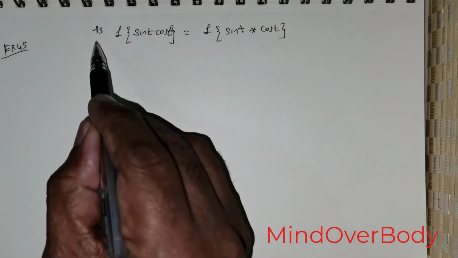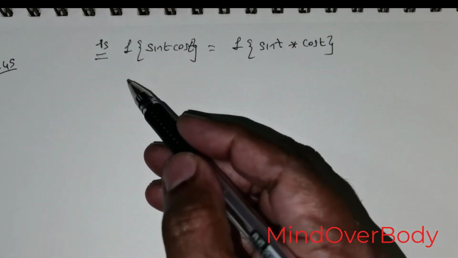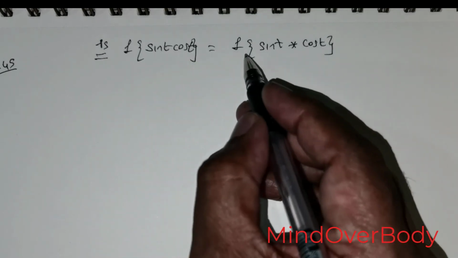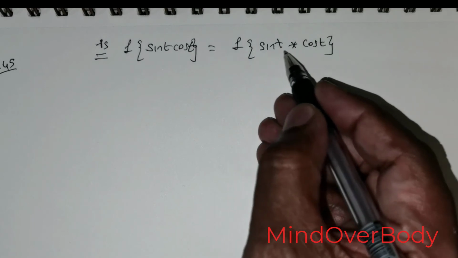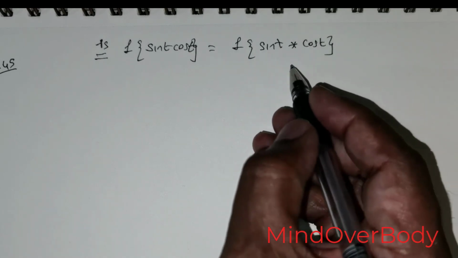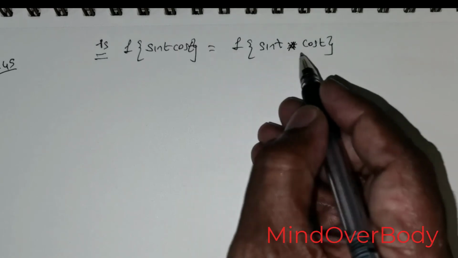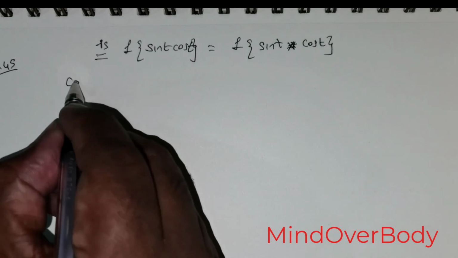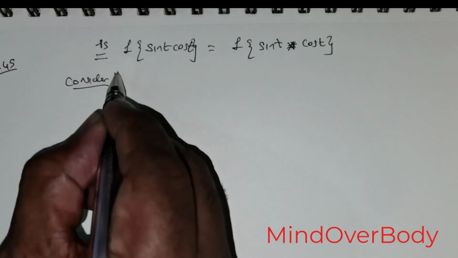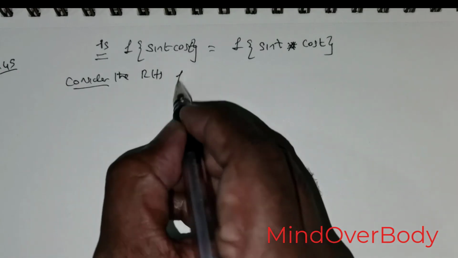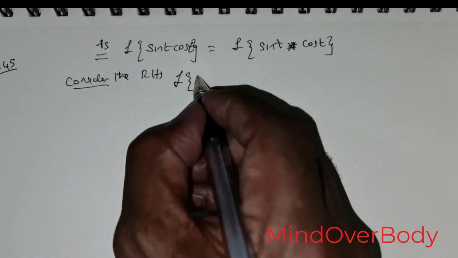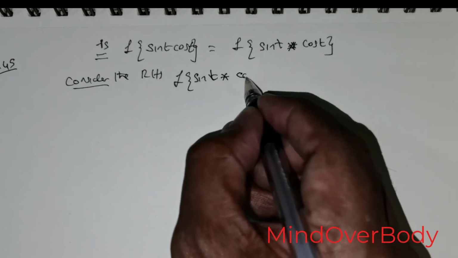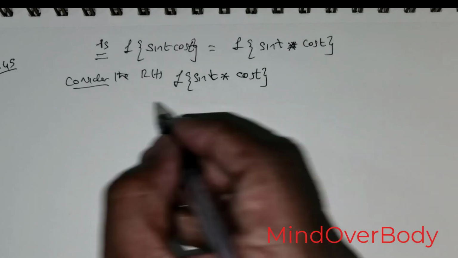Students, we are given this question. The question wants us to find if Laplace transform of sin t times cos t is equal to the Laplace transform of convolution of sin t with cos t. So let's do this. First I would like to take the right hand side. Consider the right hand side. So what have we got? We got the Laplace transform of convolution of sin t star cos t.